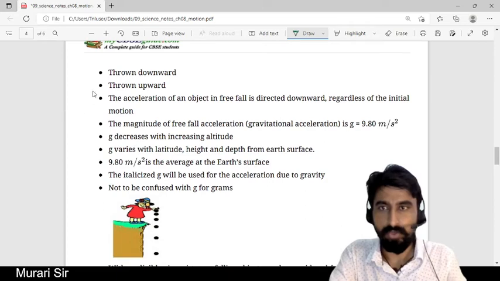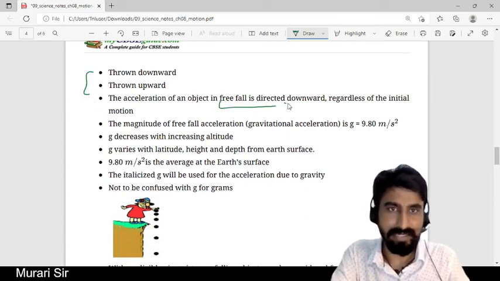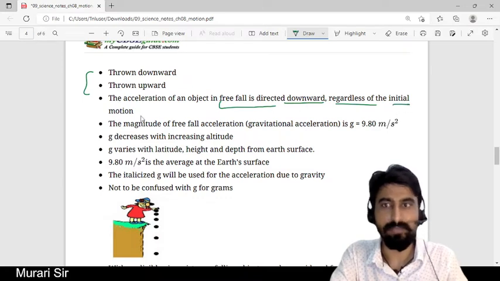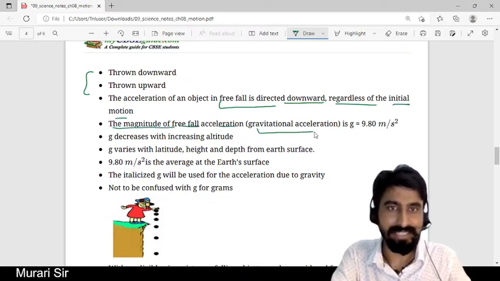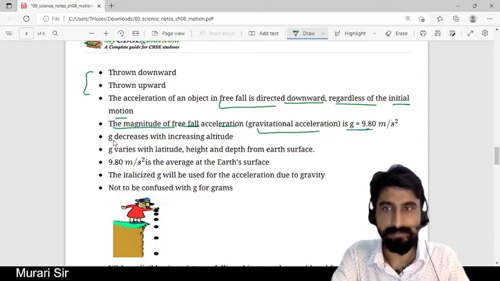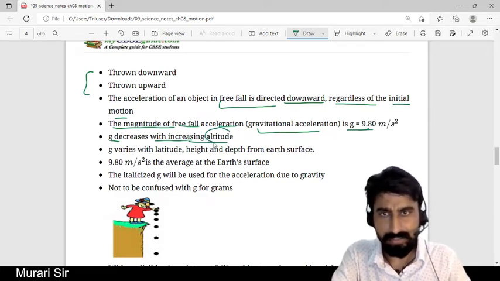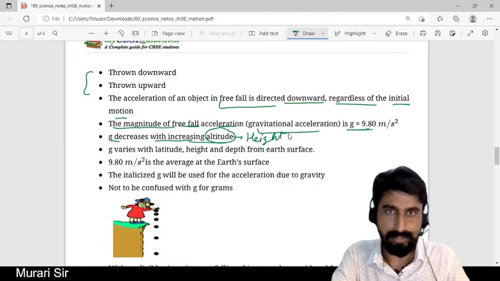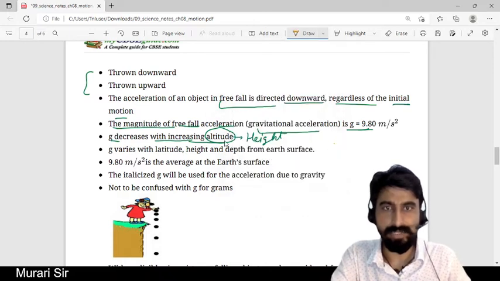Thrown downward, thrown upward, we have seen that the acceleration of an object in free fall is directed downwards regardless of the initial motion. The magnitude of free fall acceleration, gravitational acceleration g, is equal to 9.8 meter per square second. g decreases with increase in altitude. And what is altitude? You can consider altitude as height. Altitude is nothing but height. Okay, so let's come to the next part.